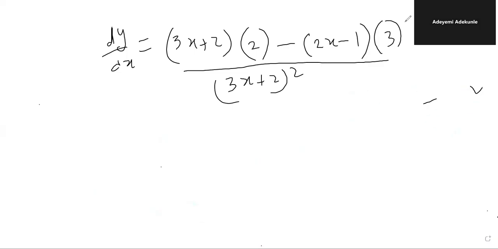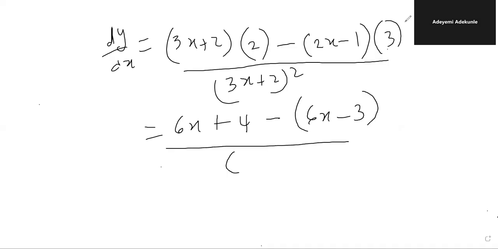Just expand, do the necessary operation. We can open the bracket by saying 3x times 2, that will be 6x, plus 2 times 2, that will be 4, minus 3 times 2x is 6x, minus 3 times minus 1 is minus 3, then over 3x plus 2 all squared. So we can have it as 6x plus 4, right? Minus 6x, then plus 3.